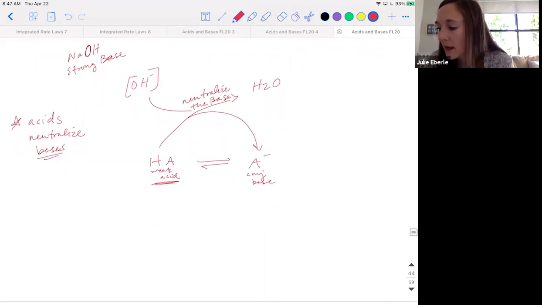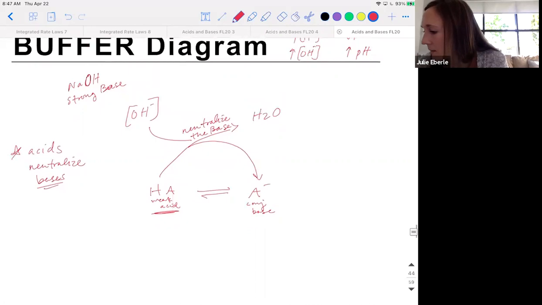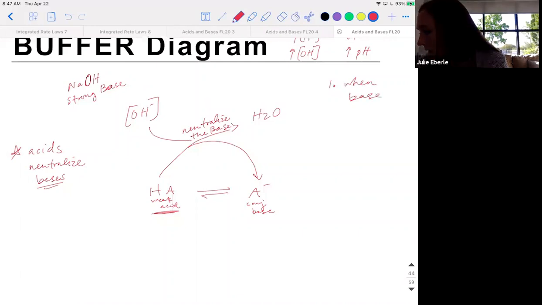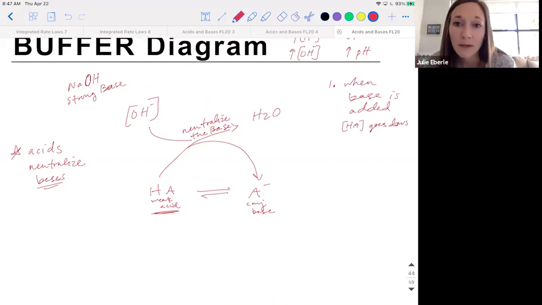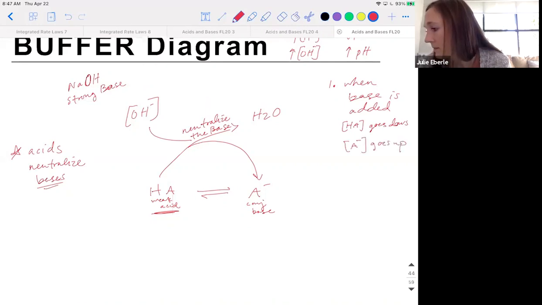So what happens when you add some base? I'm going to make a point over here. Point number 1, when base is added, the concentration of HA goes down. Okay, why? Because it's being used up to neutralize the base. And the concentration of A minus inherently goes up by a little bit, because one thing's being used up and one thing is being generated in the process of neutralizing the base.